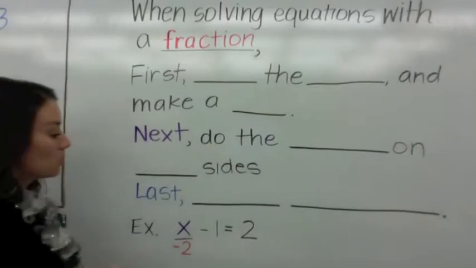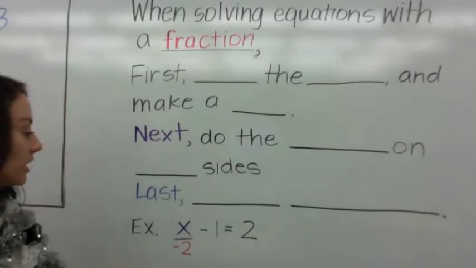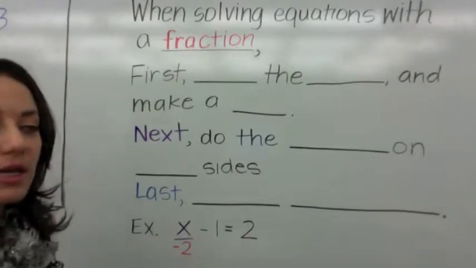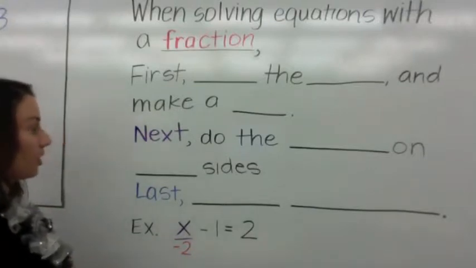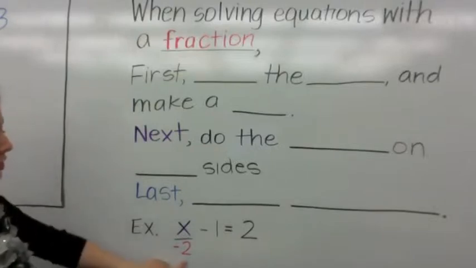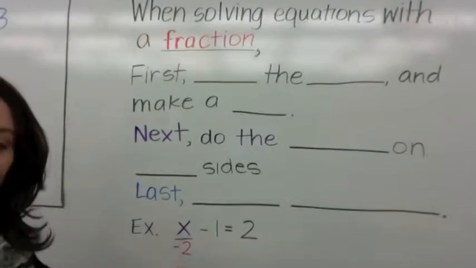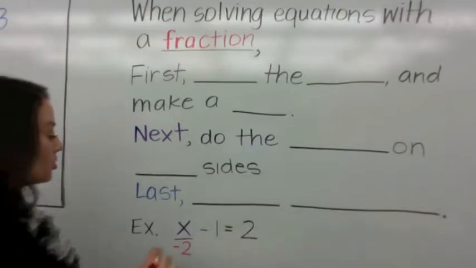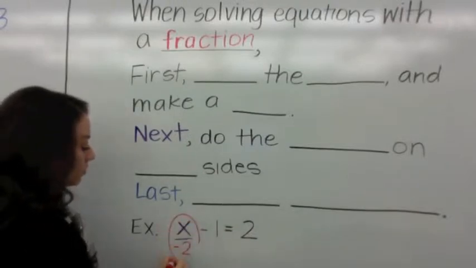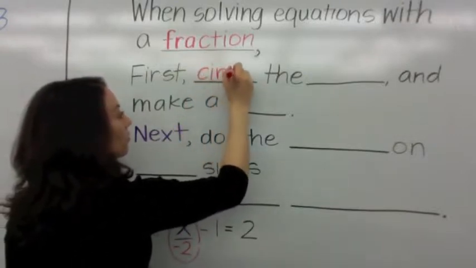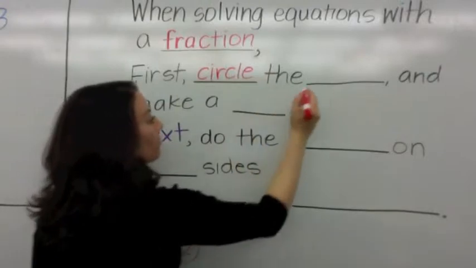Look at this equation down here. It says x divided by -2 minus 1 equals 2. Wow, that looks tricky, right? Well, it's really not too difficult. You know this is a fraction, right? X is on top. This is the fraction. First, all I want you to do is circle the fraction.